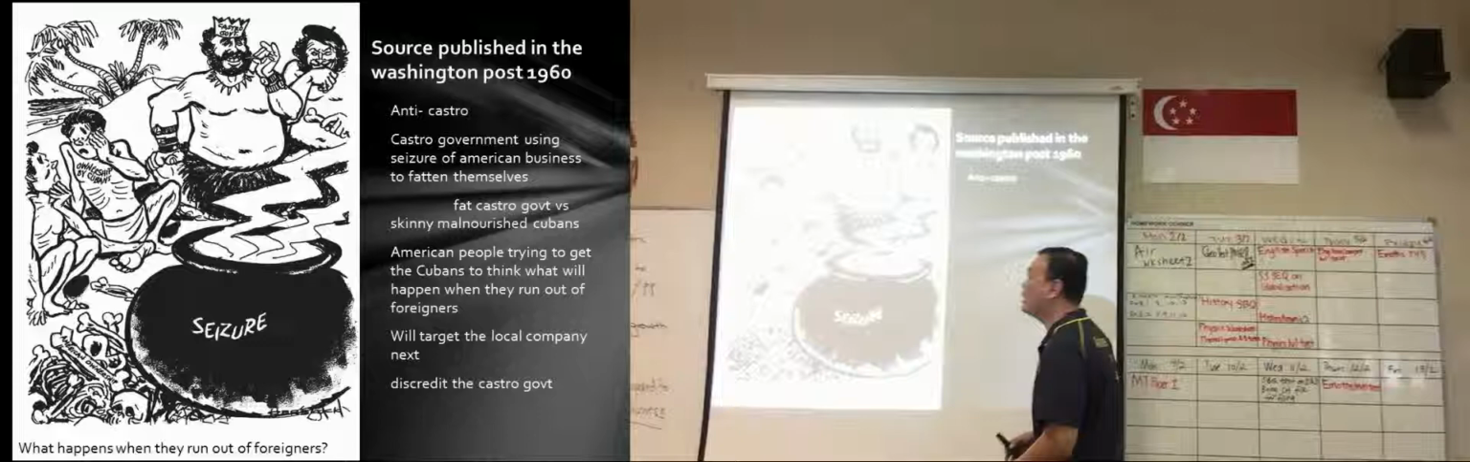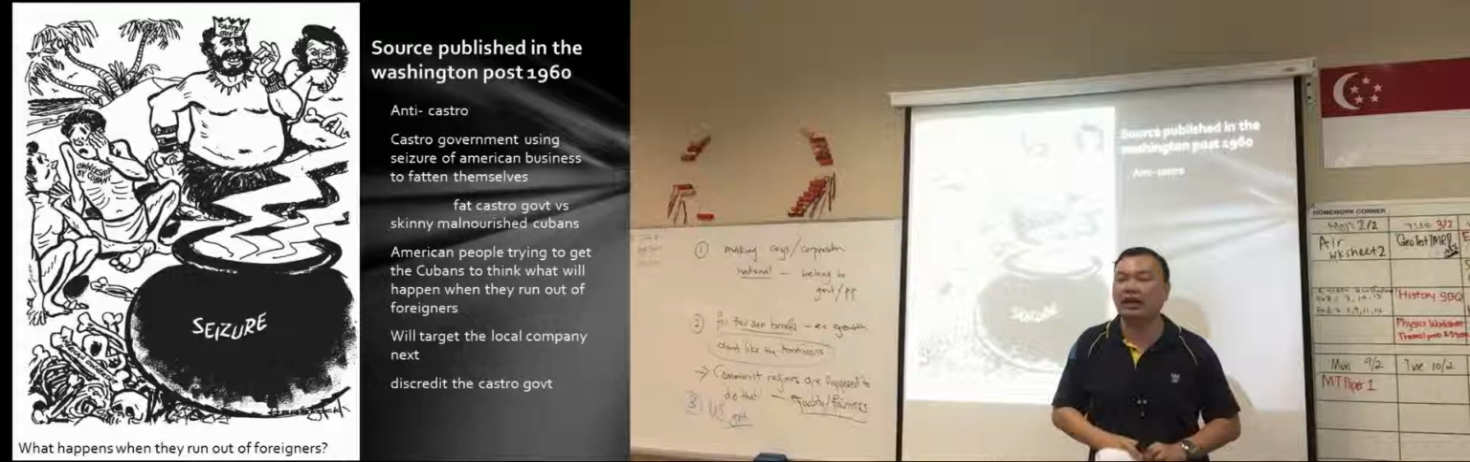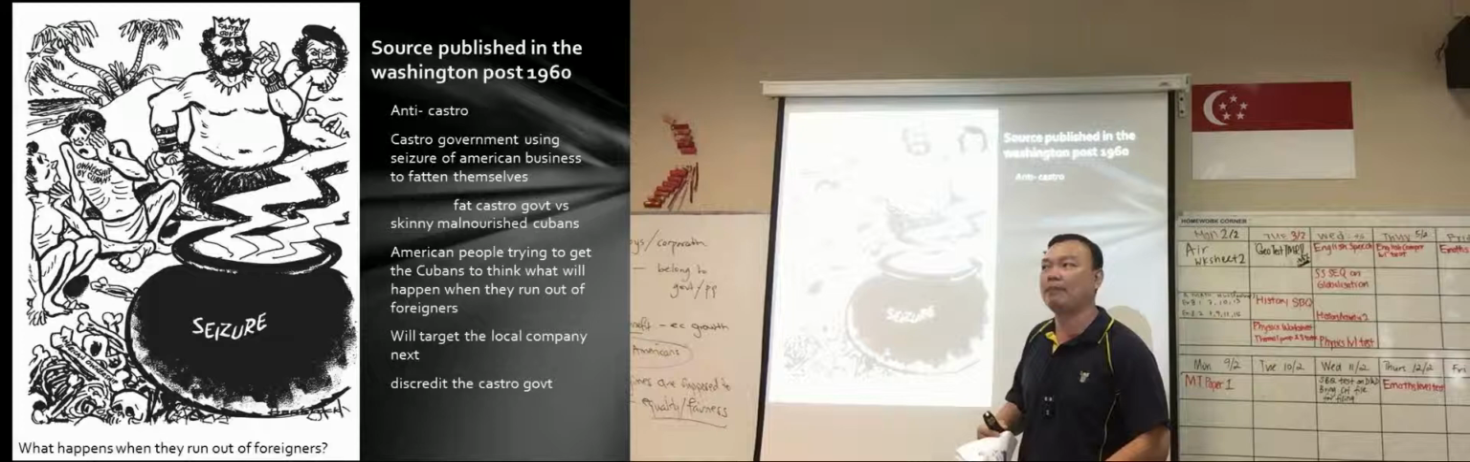Who is this man here? Look carefully at the picture. What is written on the chest? That means who does he represent? He talked about ownership by Cuba. Now let's look at the title of this whole political cartoon.